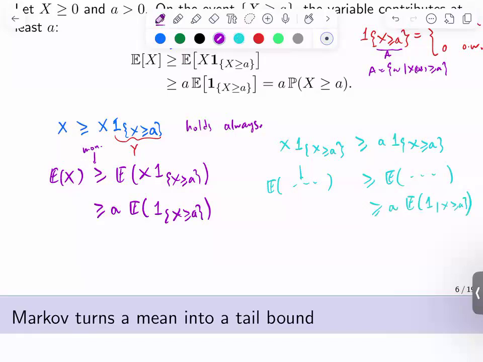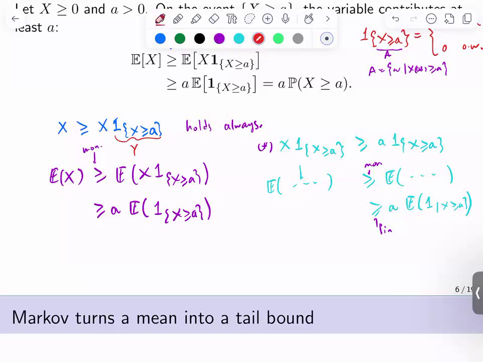So I really need, this would be linearity. This would be monotonicity. So why is this true? Again, you consider the two cases. Either X is bigger than or equal to A, in which case this just says X is bigger than or equal to A, which is true. Or X is less than A, both sides will be 0, so it's still true. Okay, so this is true, then you take the expectation.